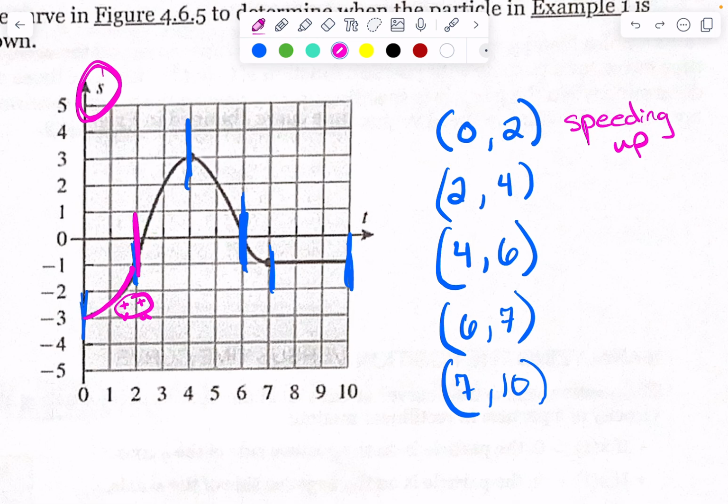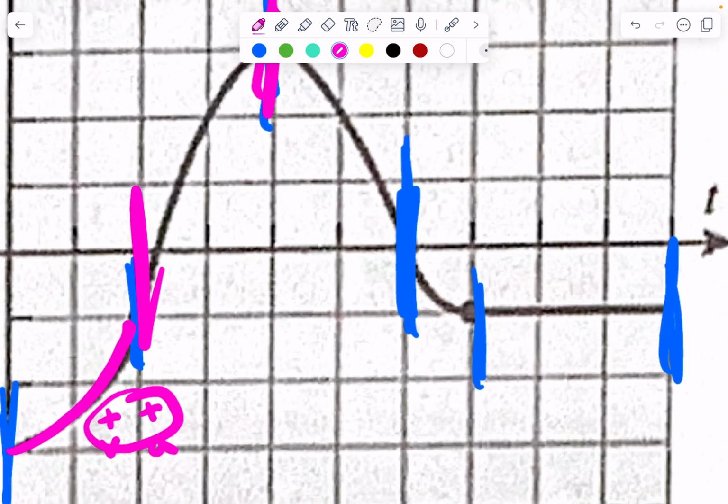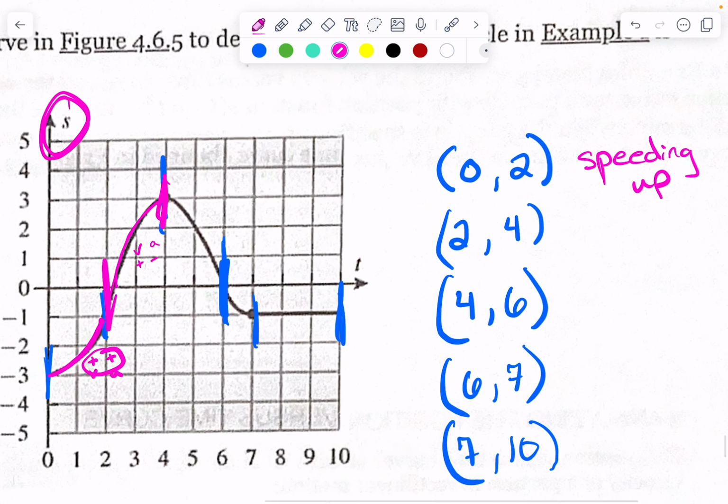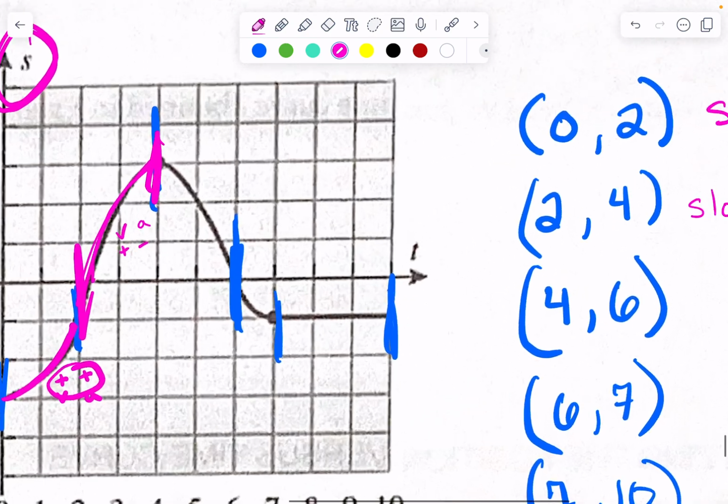Okay, from 2 to 4 seconds, this is increasing. My velocity is plus, but he's caving downwards, so my acceleration is minus. So at that point, I'm starting to slow down. Okay, from here to here, from 2 to 4 seconds, I'm slowing down.